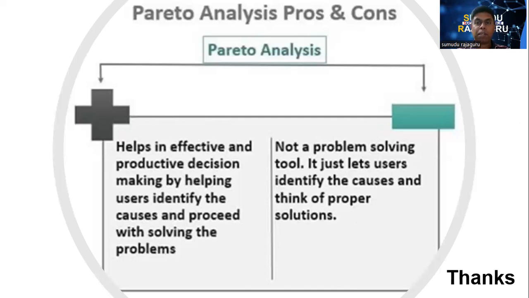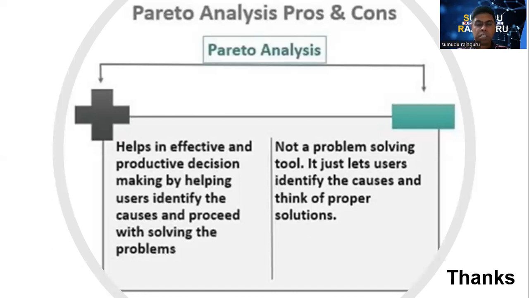We discussed the Pareto chart. Behind the Pareto chart there is a principle called the 20-80 principle. Some people call it the 80-20 principle. That means if we can solve 20% of the critical causes, we can achieve 80% of the solution to the total problem. That is the theory. This concept was introduced by Vilfredo Pareto, an Italian economist. Because of that, we call this Pareto analysis, the Pareto chart.